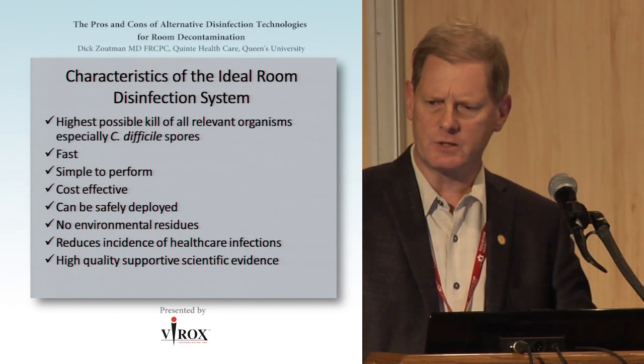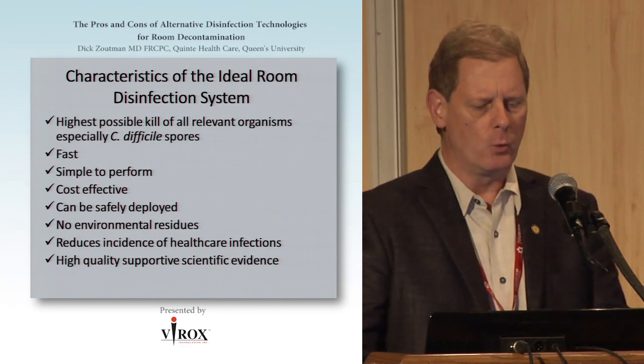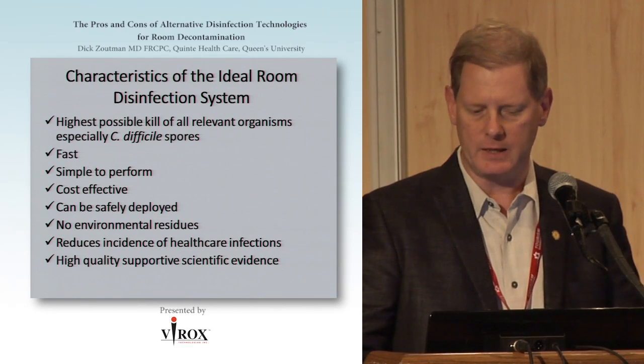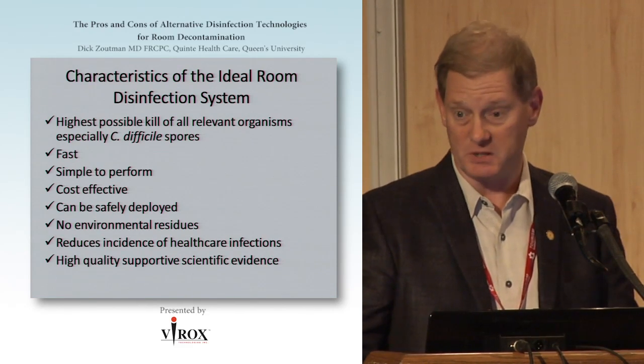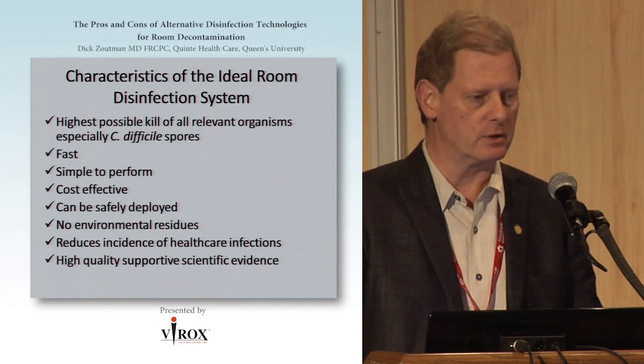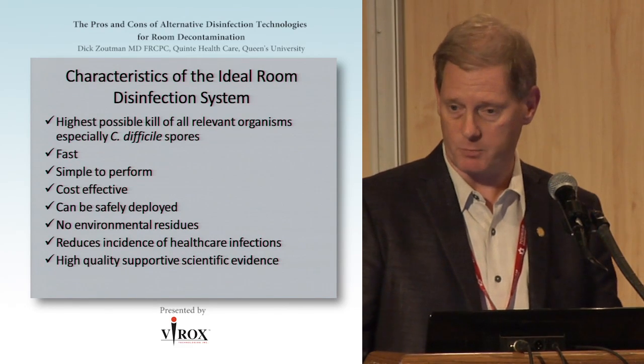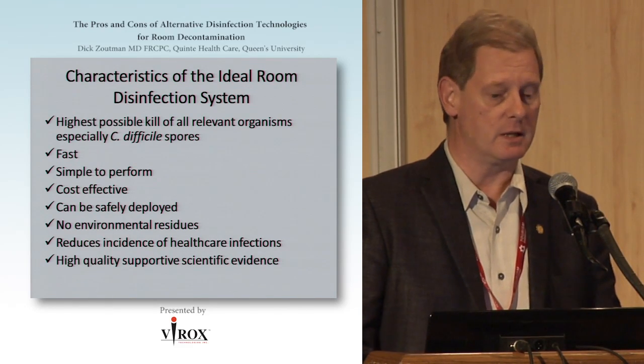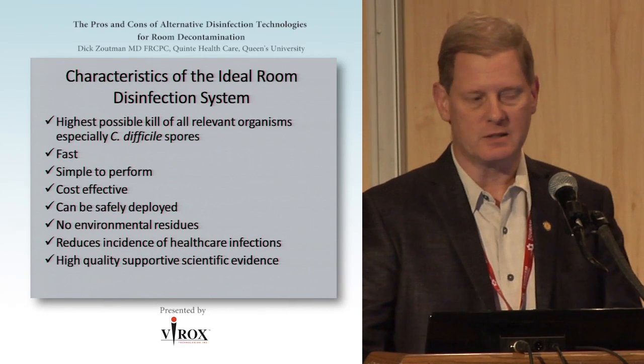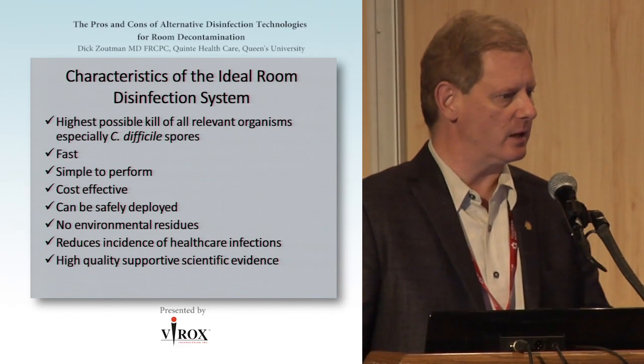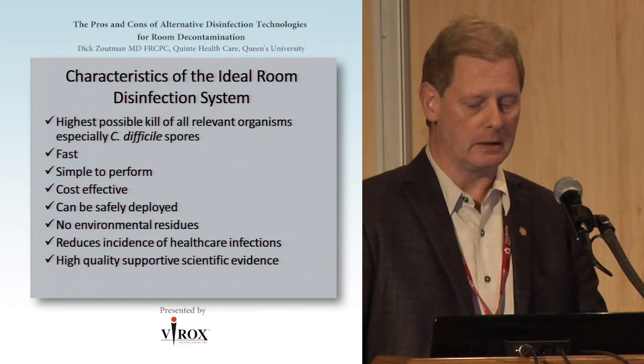So what are the characteristics of an ideal system? Well, it should have the highest possible kill of all relevant organisms, particularly the agent of most concern, Clostridium difficile, because it's spore-forming, because it's common, and because it's deadly. We want something that's fast. Is there anything done better in a hospital slowly? I can't think of anything.